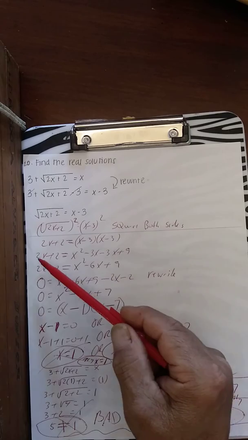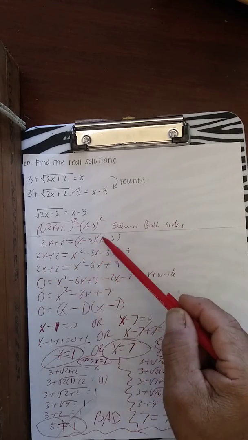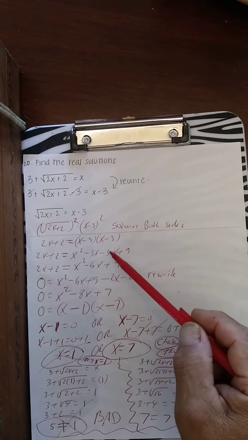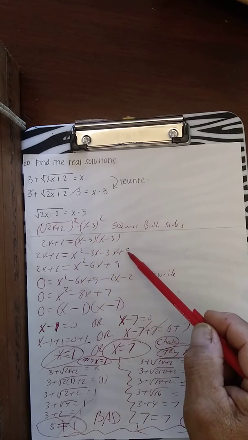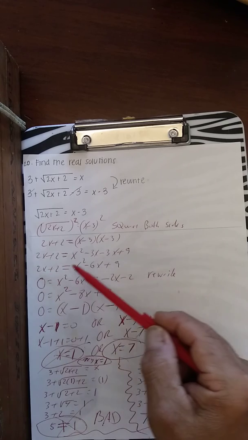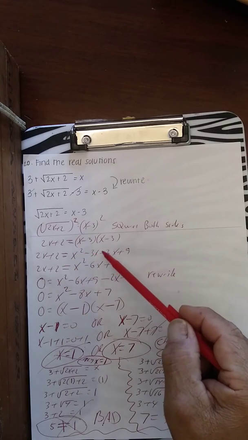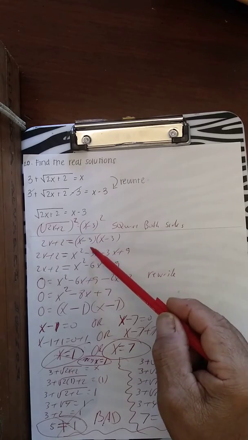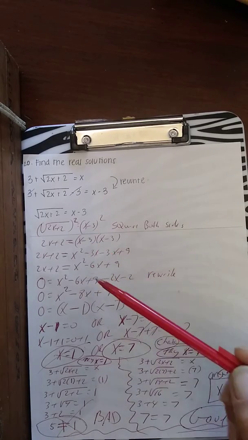FOIL it. So 2x plus 2, leave it alone. x times x, x squared. x times minus 3, minus 3x. Minus 3 times x, minus 3x. Minus times minus is a positive 9. 2x plus 2 equals x squared, minus and minus to be like minus 6x plus 9. Think like minus $3, minus $3 in your wallet means minus $6.